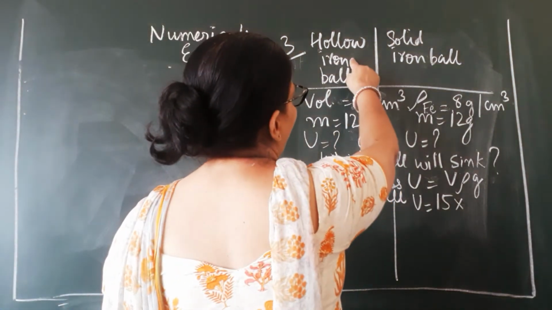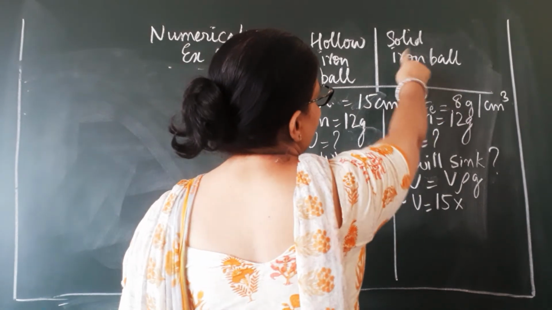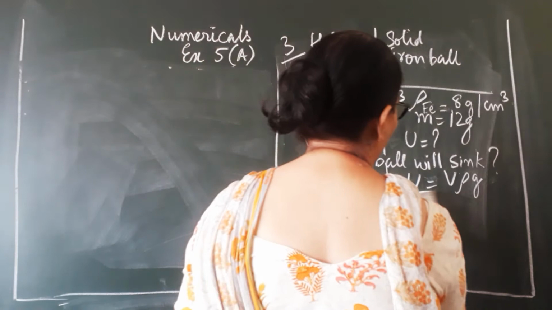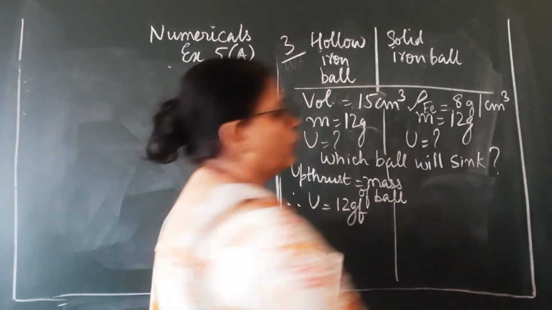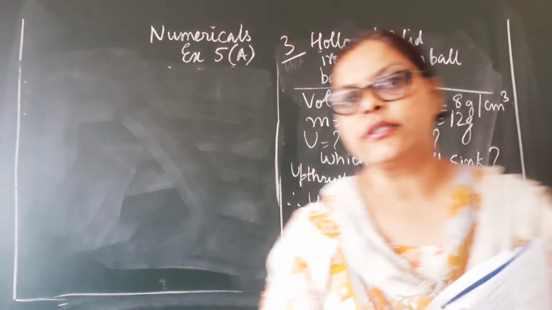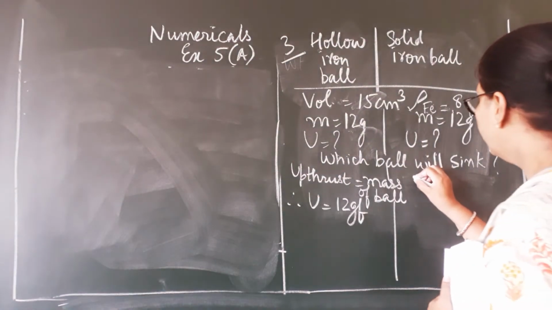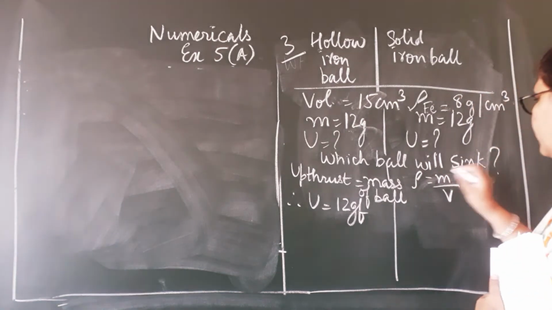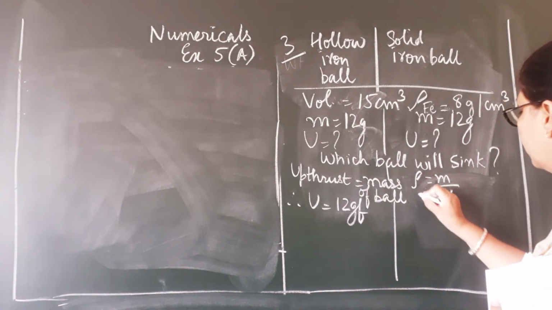The volume of the hollow ball is given. The volume of the solid ball is not given. I didn't notice, sorry. The volume of the solid ball is not given to you. It means that you are supposed to find out the volume of the solid ball first. Okay, so what are we going to use? Density is mass per unit volume. We know this formula.